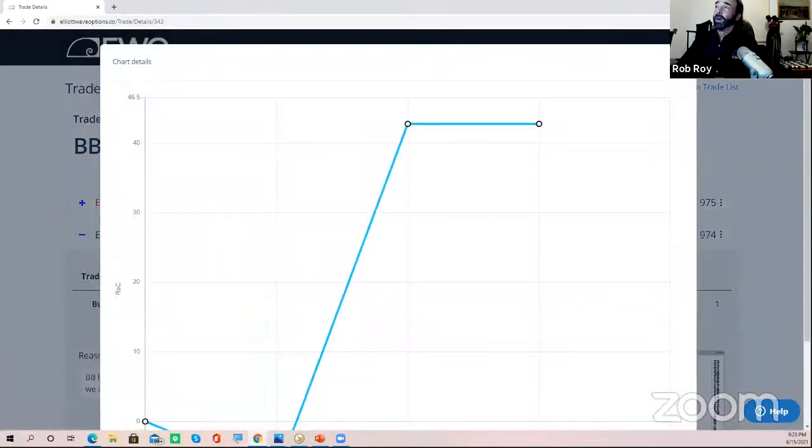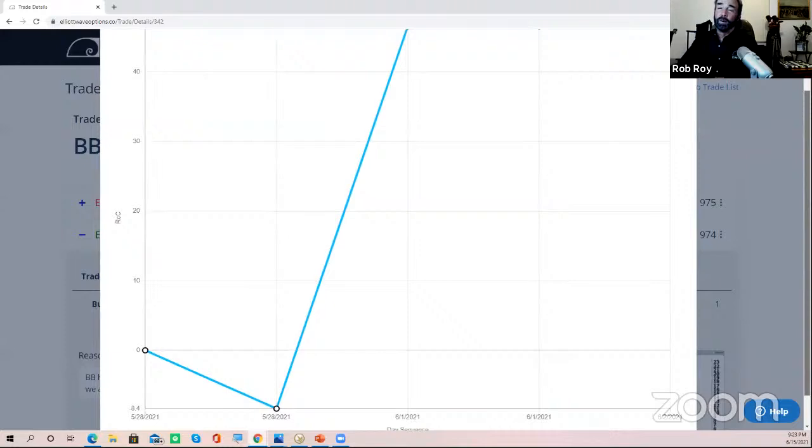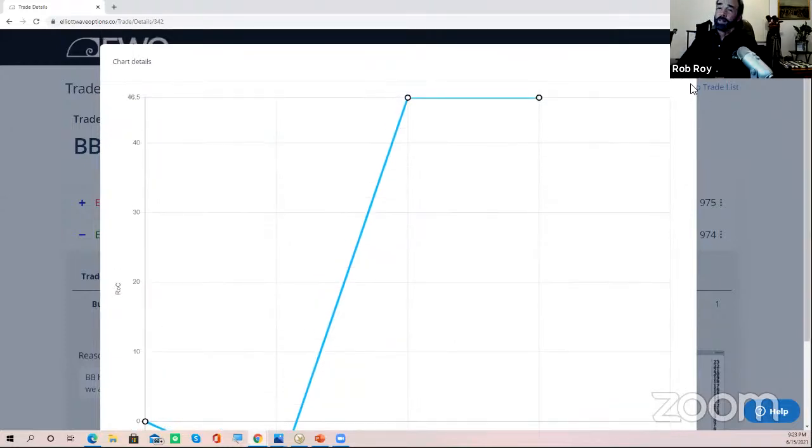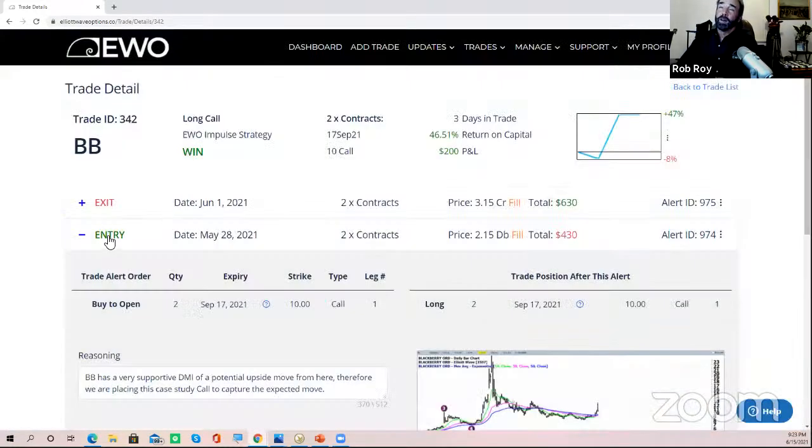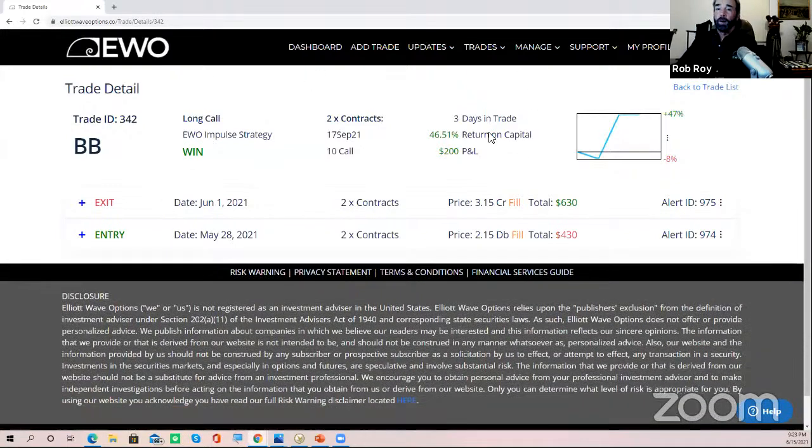Here's our mark-to-market graph. Obviously, that's going to be a pretty good one because we were in the trade such a short period of time. So this is what our alerts look like.